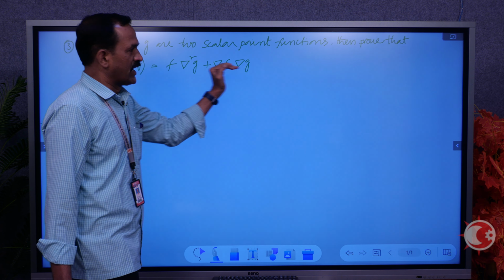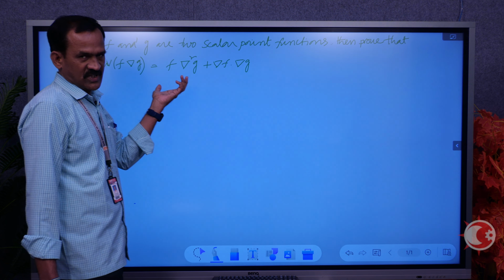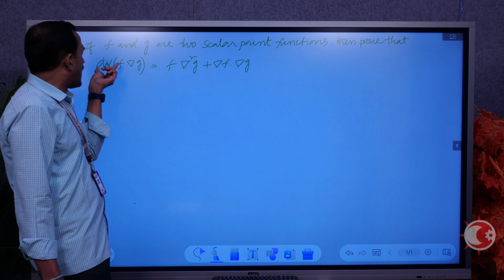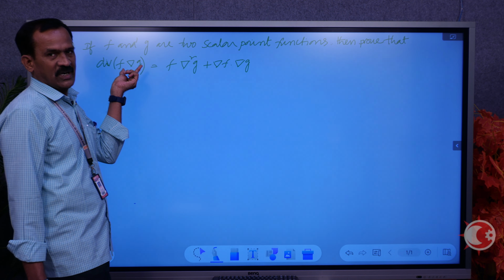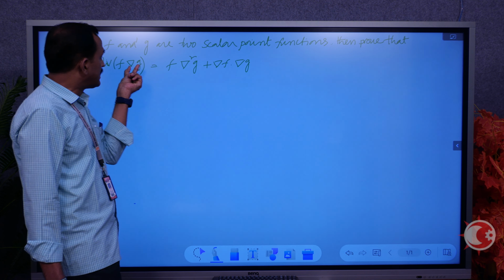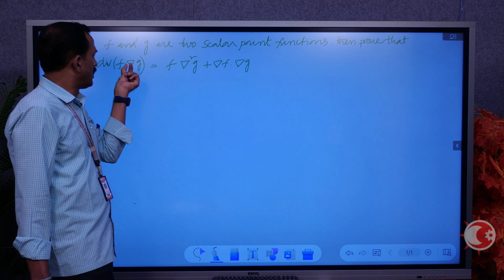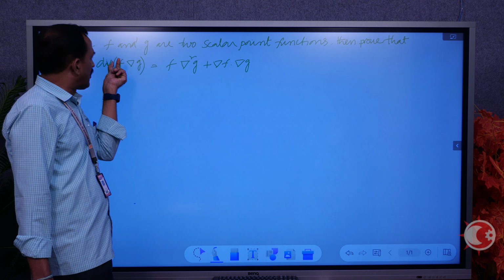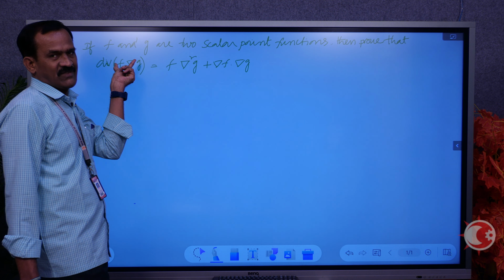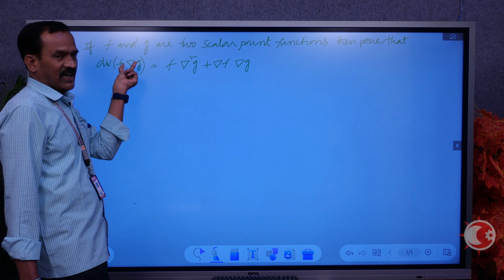So before entering into the solution or proof of this identity, we must know about div of some vector point function. So here, g is a scalar point function, del g is a vector point function. If you multiply f by del g, again you will get a vector. Ultimately it is a vector. The bracket part is a vector. Now div of that vector.